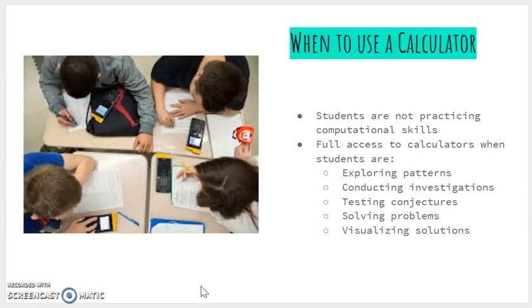But they should have full access to calculators when they are exploring patterns, conducting investigations, testing conjectures, solving problems, or visualizing solutions.